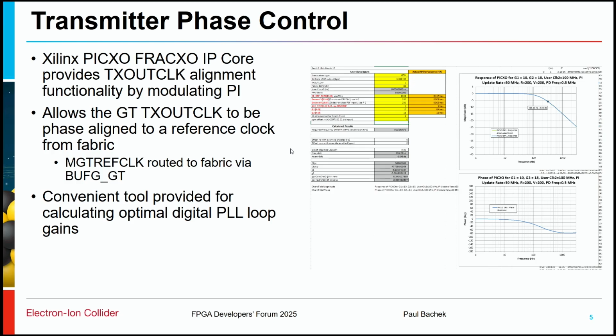So just a little bit about the PIXO IP core. They give you a nice calculator, Excel spreadsheet-based tool to make sure that the gains for the PI loop are stable. It can change based upon the configuration of the GT, but this tool lets you know that it'll lock within a reasonable amount of time and be stable.